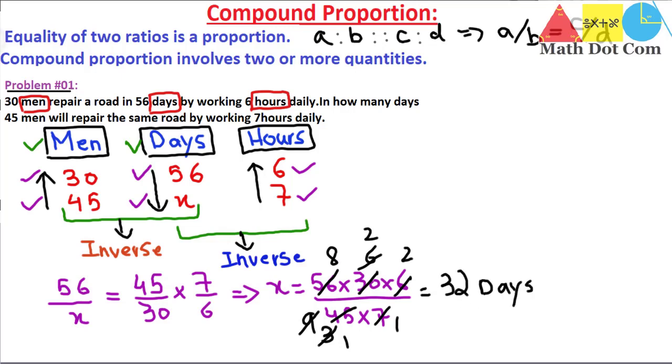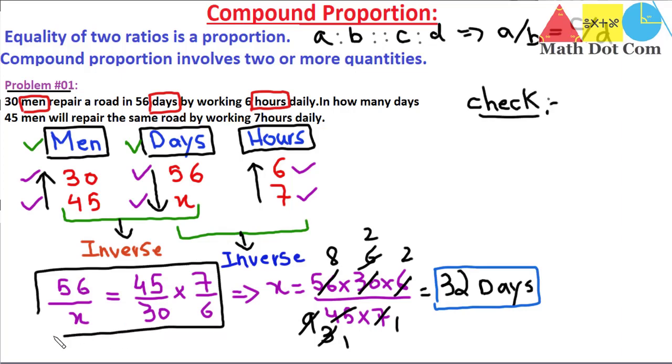Means 32 days will be required to repair a road if 45 men will do the work in 7 hours daily. Now we can also check the answer. Let's see how you can check whether your answer is right or wrong, by putting the value of x in this equation. So let's check it as 56 by x, 56 divided by x, is 32, equals 45 by 30 multiplied by 7 by 6.